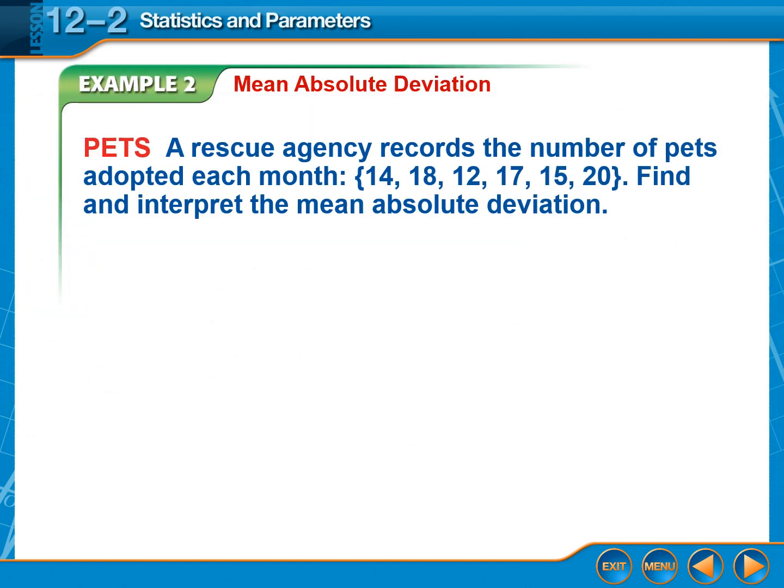So here's the situation. A rescue agency records the number of pets adopted each month. The data they collected is as follows: 14, 18, 12, 17, 15, and 20. These are the number of pets that they adopt each month. So I'm guessing this is month 1 through month 6. They want us to find and interpret the mean absolute deviation.